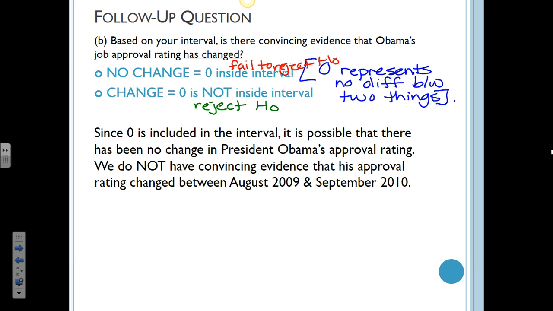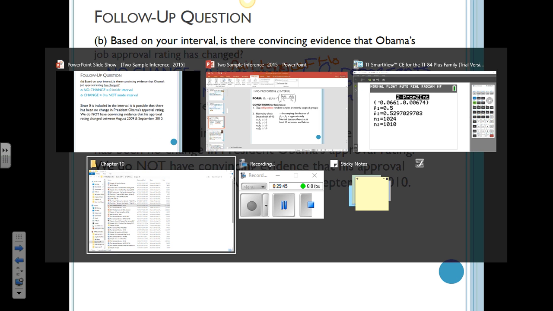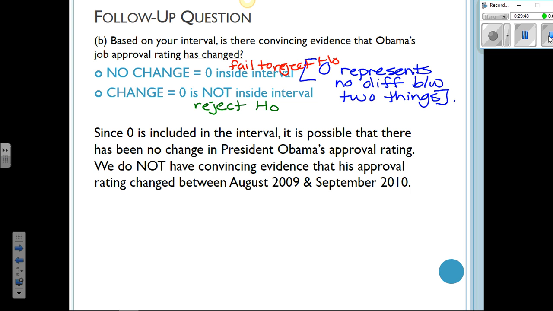All right, and that wraps up two proportions interval for today. You learned some stuff? Maybe? No? All right, again, homework is going to be on page 622, 612, 14. Yes?